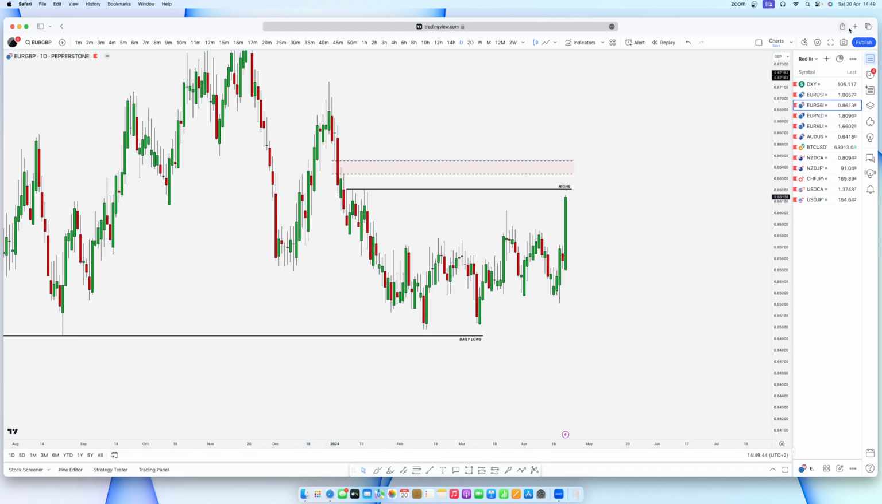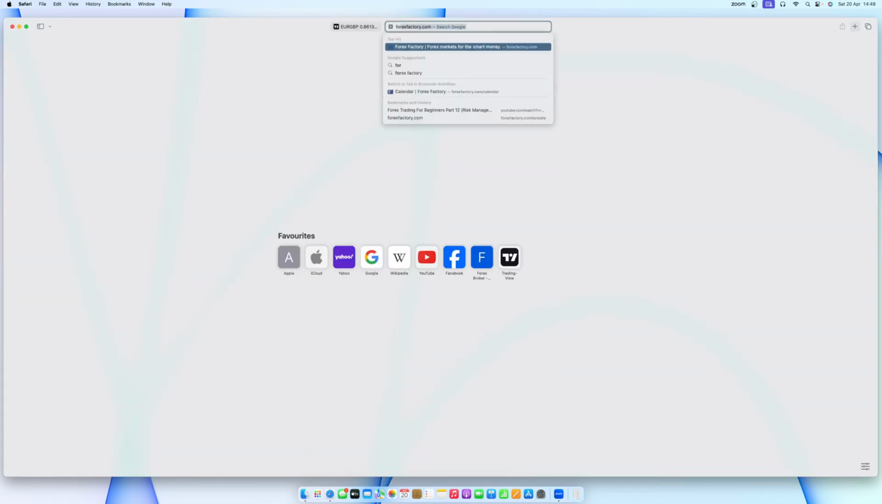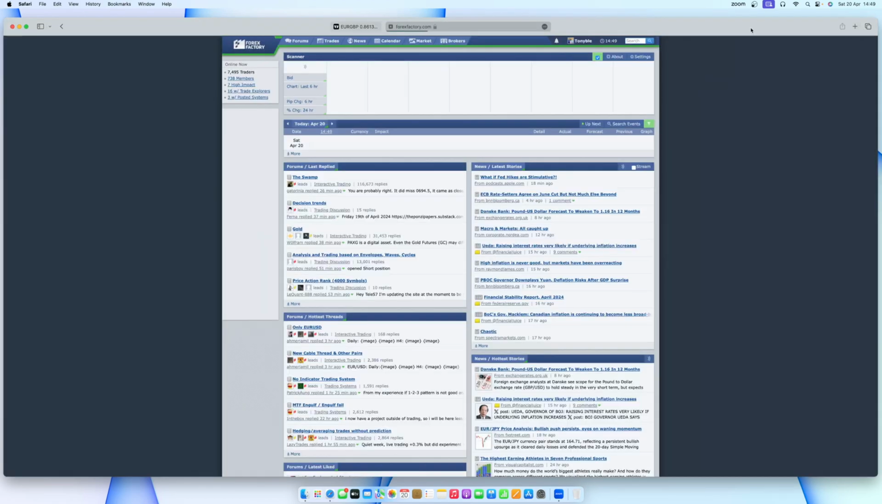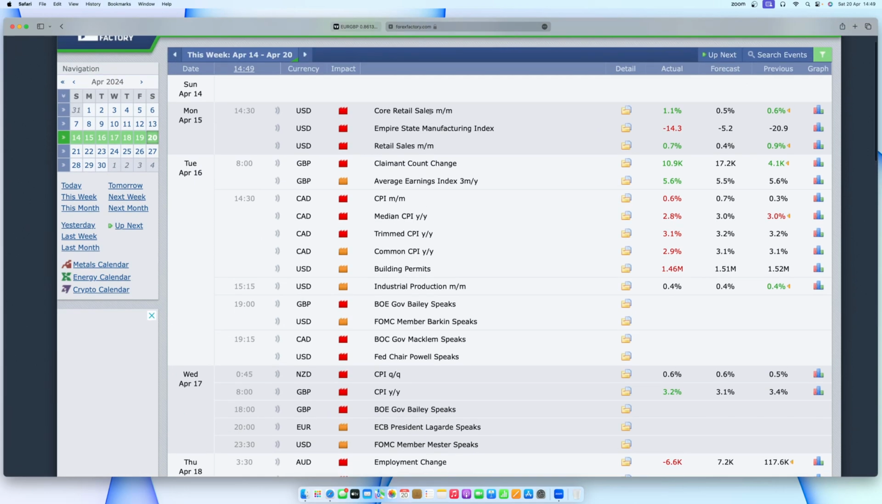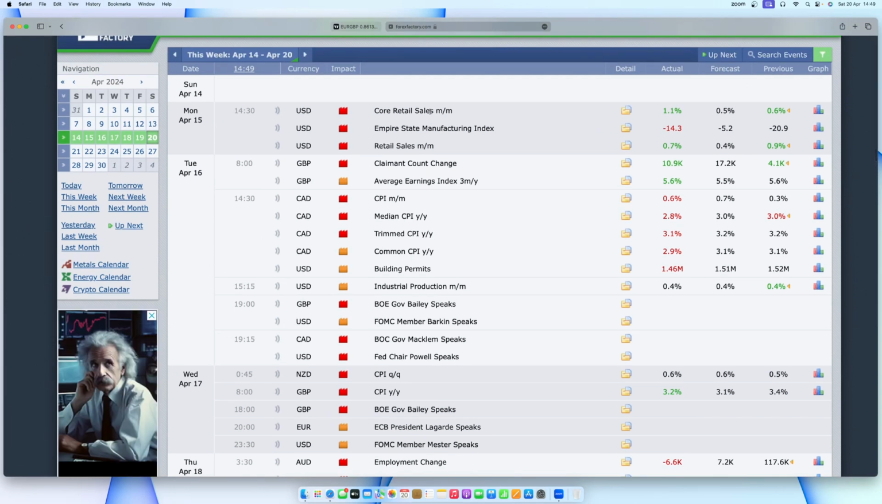Okay, before that, let's check Forex Factory. What do we have for the week? On Forex Factory, go to the calendar. All right. So for next week, on Monday, we have USD core retail sales by 14:30. And then we have Empire State Manufacturing Index, and then we have retail sales. And then GBP, that's on Tuesday. So on Monday by 14:30, we have USD major news. And then on Tuesday, we have GBP climate change. And then 14:30 on Tuesday, we have CAD CPI.